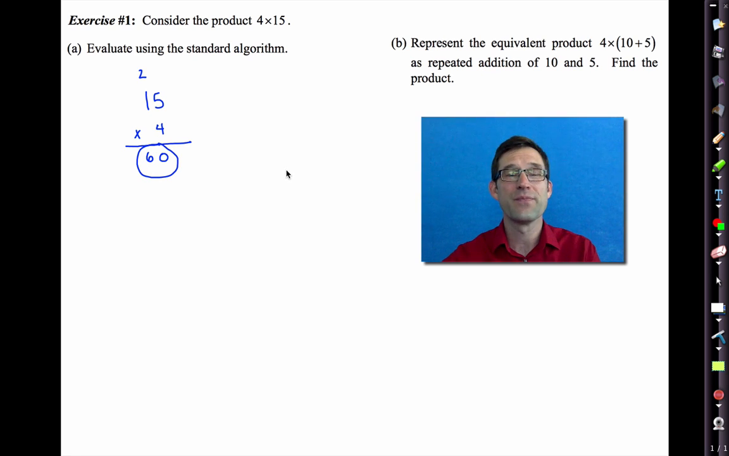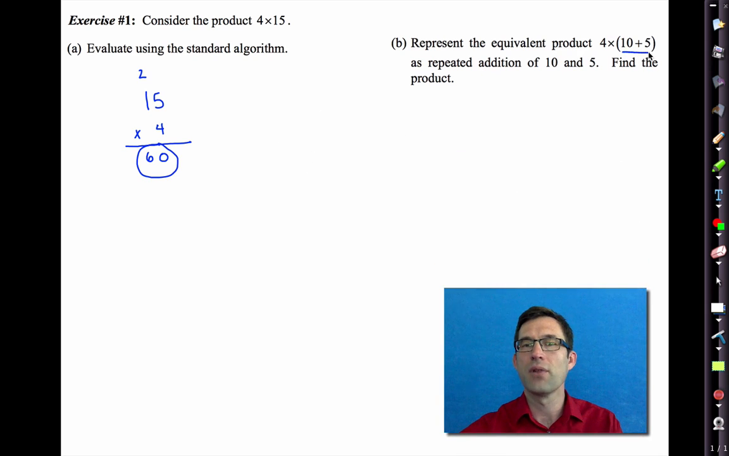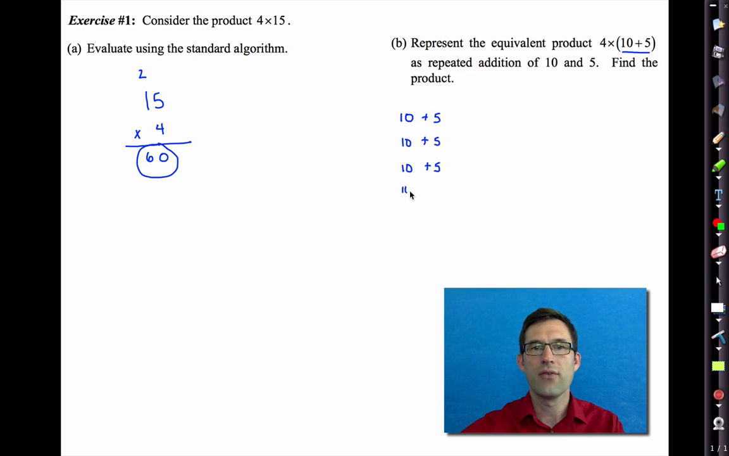But it does work. But now what we're going to do is think about multiplying 15 by 4 in a little bit of a different way. Obviously, 15 is the same as 10 plus 5. So really, 4 times 15 is the same as 10 plus 5, another 10 plus 5, another 10 plus 5, and another 10 plus 5, right? So obviously what we get is 40 here, and we get 20 here. Adding them together, we get 60.